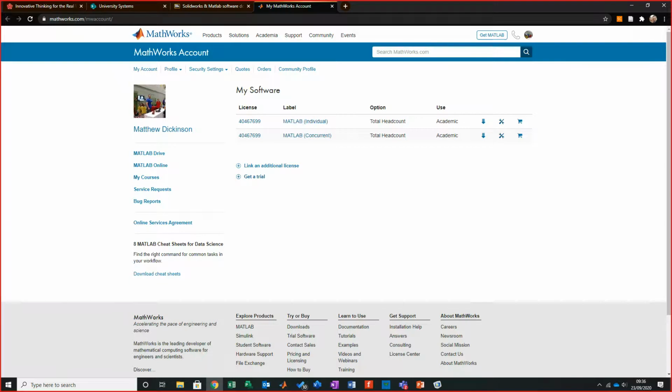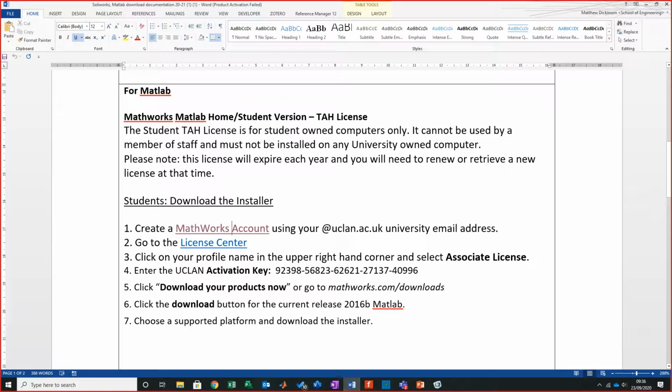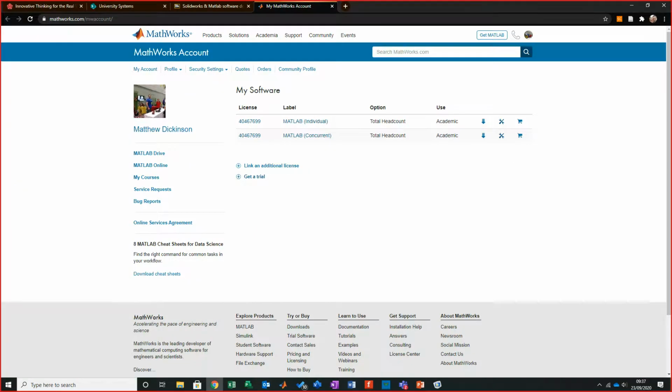Right, so you'll see that I've got individual and concurrent. Now I think, let me just check on the paperwork that I gave you. So click license and then associated licenses and download now. Okay, so we're going to go to, they're actually the same license, so really I can just click on any. So I'll just go on individual.